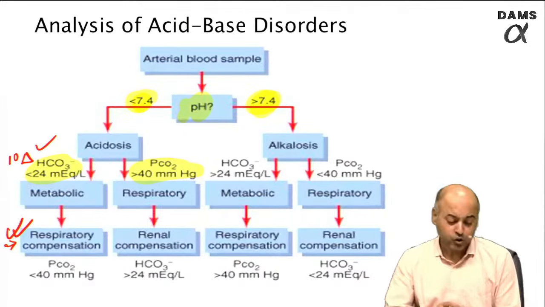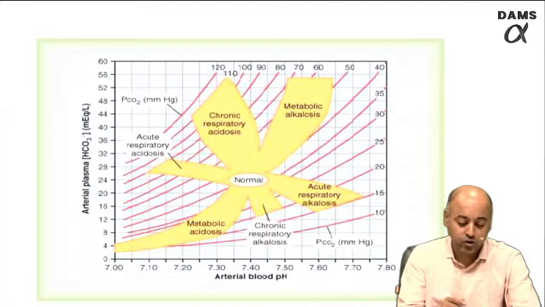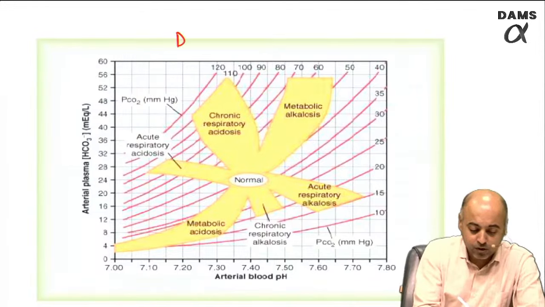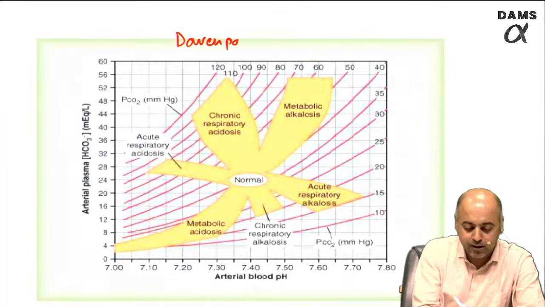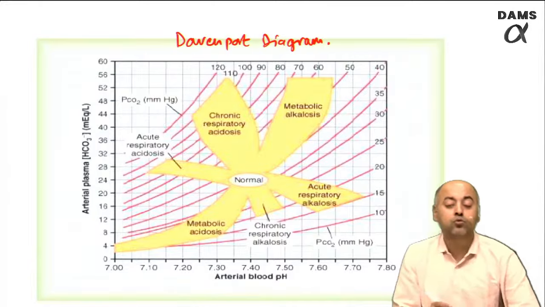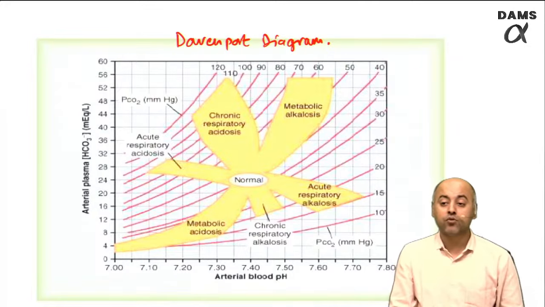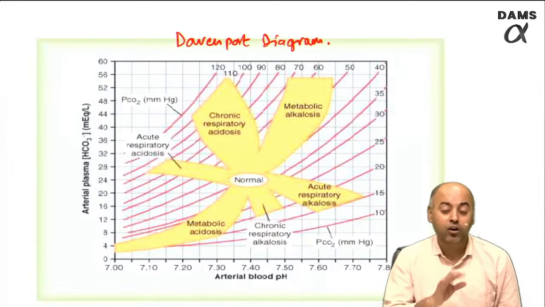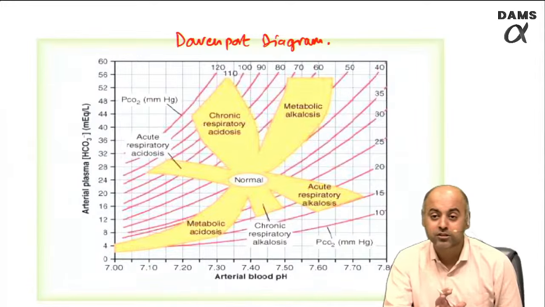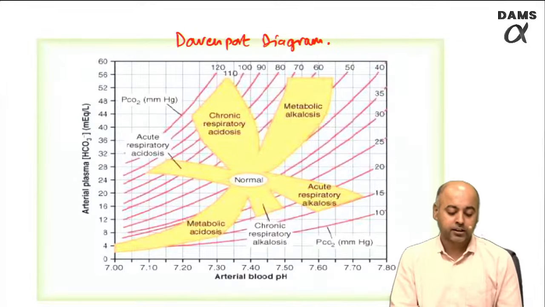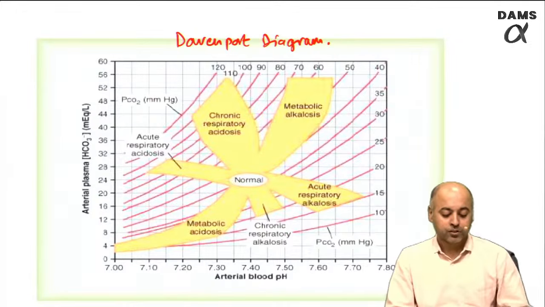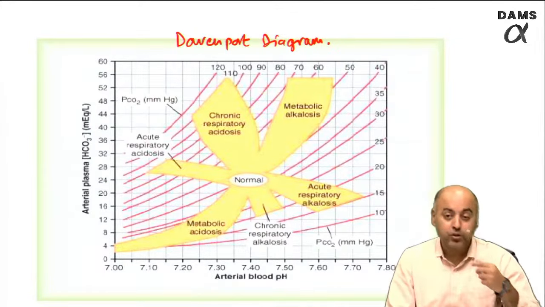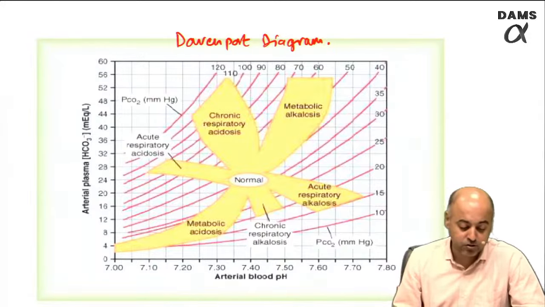Also, sometimes you might get this chart or diagram in your exam. This is known as the Davenport diagram. This is a very simple tool to use in emergency situations for simple acid base disorders. It will not work for complicated acid base disorders. So the Davenport diagram can be a simple tool to identify acid base disorders.